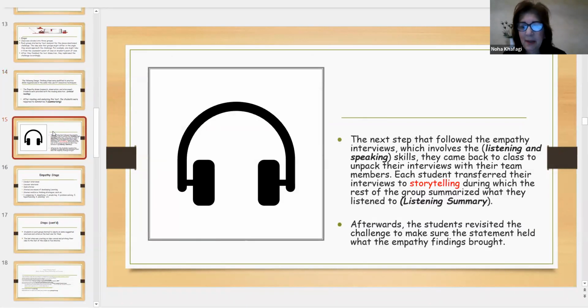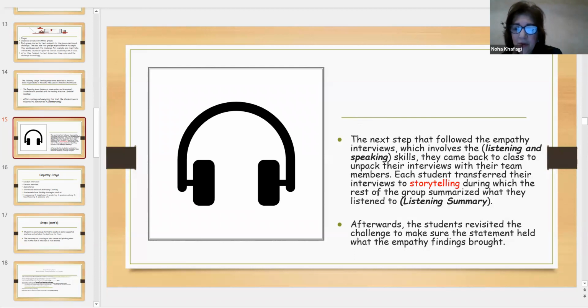All right, the next step that followed the empathy interviews, which involves the listening and speaking because they were interviewing people. They came back to class to unpack their interviews. And this is the word used, unpack, because they have a lot. They went out together and they come and put them down together.